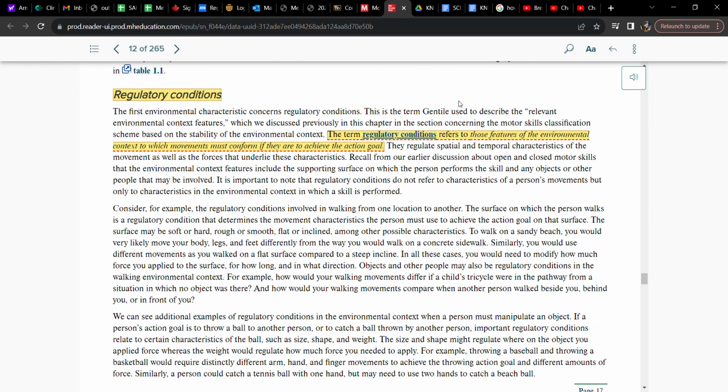So I won't touch on this super intensively, but regulatory conditions are the features of the environment that movements must conform to if they're going to achieve the action goal. Like I said, the turf on a soccer field, your body needs to be able to respond to that. Or it's windy or cold, and you need to move a certain way or change the way that you throw that ball because of the actual environmental conditions. So those are regulatory conditions that would affect your action or your skill.